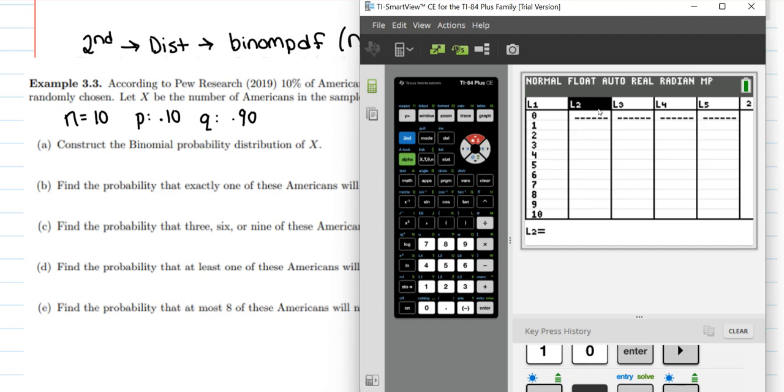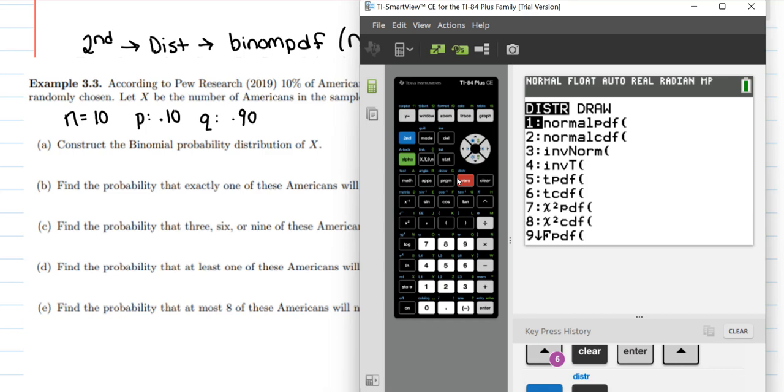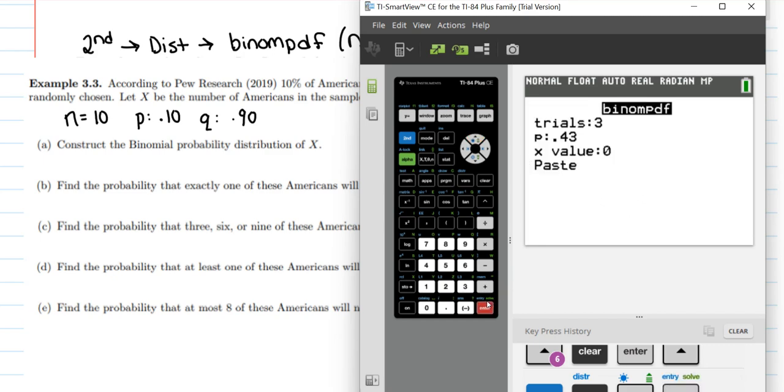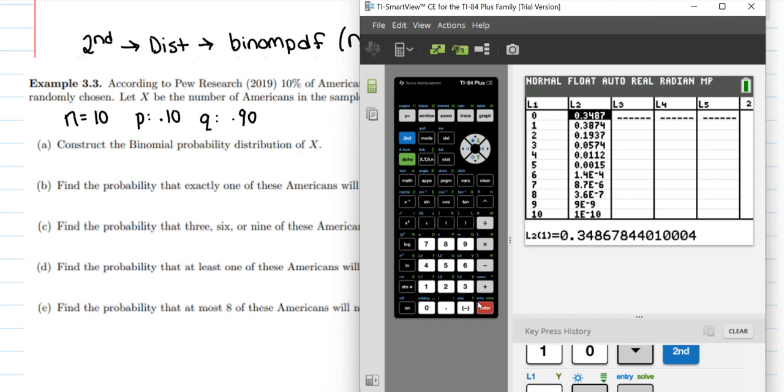Okay, so make sure L2 is highlighted. Then go second, distribution. Then you're going to go up to Binomial PDF. In Binomial PDF, you're going to put this in. So trials are 10. P is 0.10. The X value is L1. You're going to have to put each of those in. So second 1 for L1. Paste. Enter. Enter. List is filled out for you.